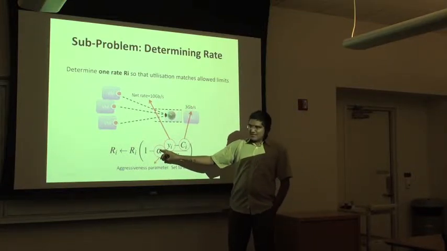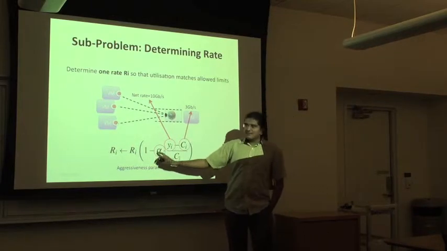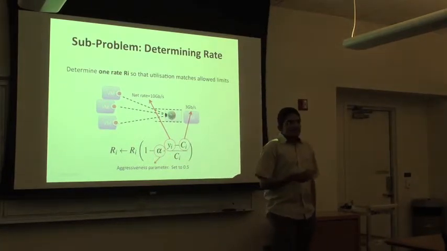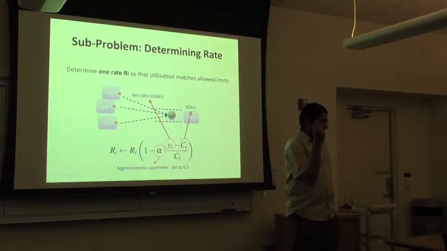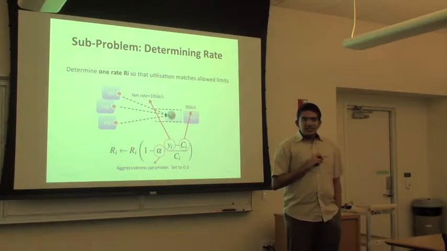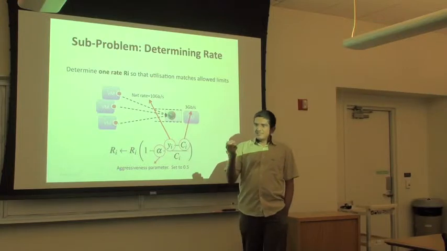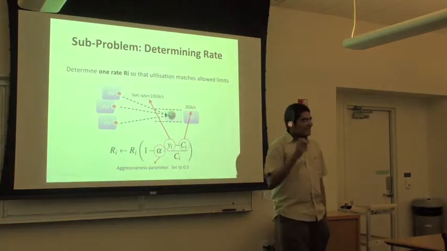So this is the parameter alpha that I was referring to. And we actually use alpha equals half. And we have shown that irrespective of what value of R you start with, you will be able to converge within 30 iterations. And that corresponds to about 6 milliseconds. So what this means is that if you have a traffic pattern, then you're going to get bandwidth within 6 milliseconds at the receiver.